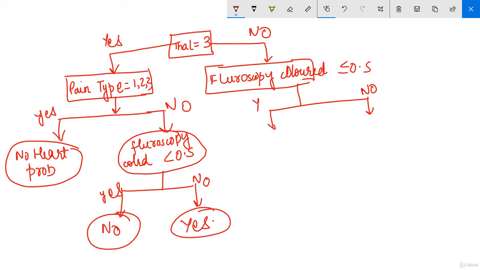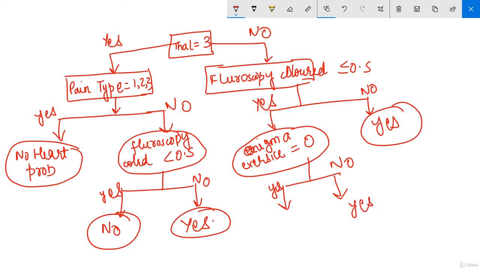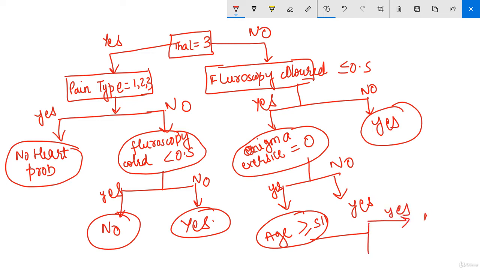No, yes. So there is a heart disease here. Here, exercise as 0. Yes, no, yes. If age is greater than or equal to 51 - why 51? They could even take 50. Okay, they've taken 51. So again, there is a subdivision. If yes, there is no heart disease. No, there is a heart disease.